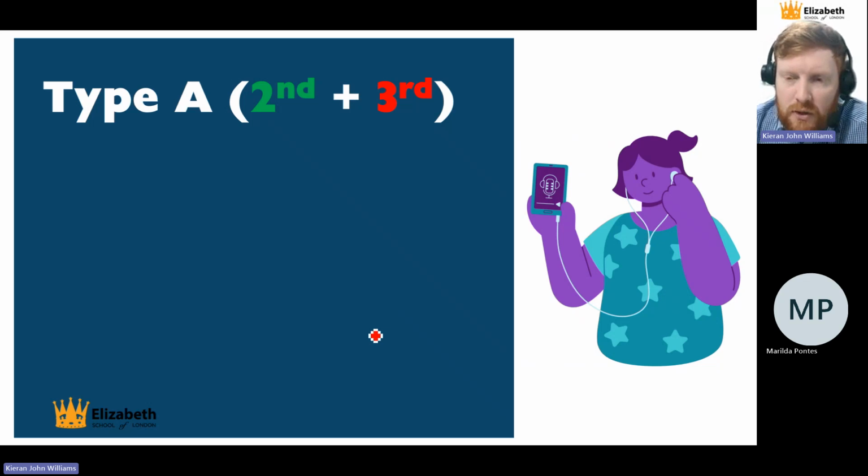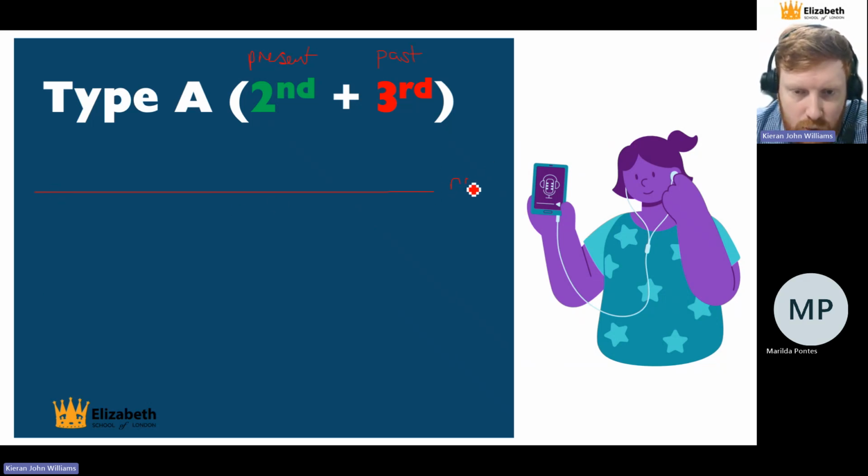Okay, so let's focus on the first one, which was mentioned there, which was type A. So this is mixing the idea of the second conditional, which is the present and real situation, and then the third conditional, which is the past and real situation. So as a visualization, you might like to think of this as kind of normal time. Okay, so from the past to now.